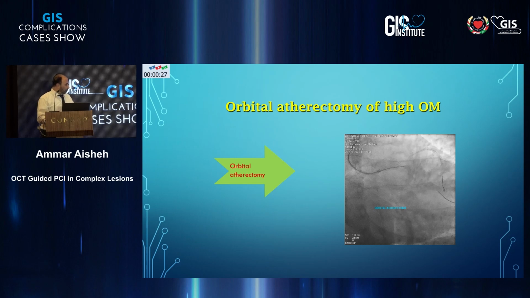So in this case, you wire it, you cannot cross it. The first thing you should do is change the guide. Have a better guide and try again. If you cannot cross it, you go with the rotablation. Maybe CSI, in my book, I'll use it with an undilatable lesion that I already crossed with the balloon. But if I cannot cross anything, CSI is not my first option.